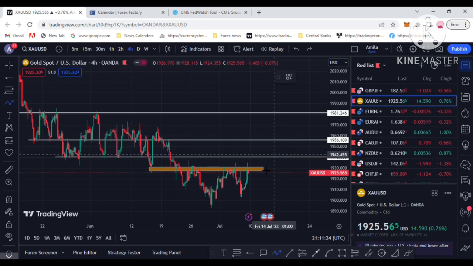I am hoping price will reach these levels, retest, and continue to the upside, then retest again and continue higher. That is my next level target: 1950 to 1980. Technically I am seeing this analysis play out next week and the week after. The first target is 1940, then 1950, and then 1980. I am hoping gold will continue to the upside.